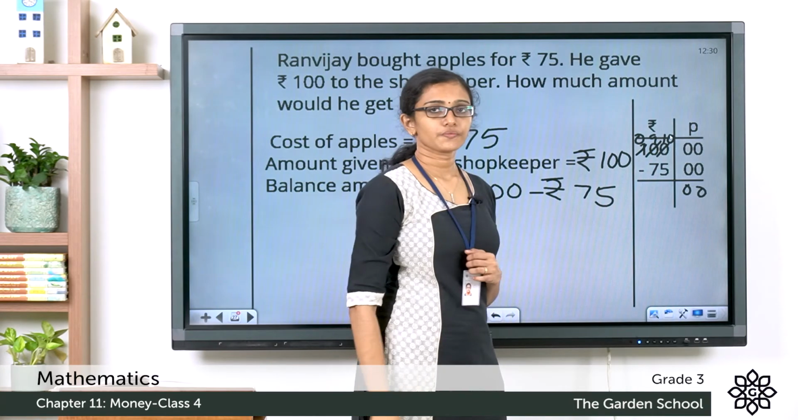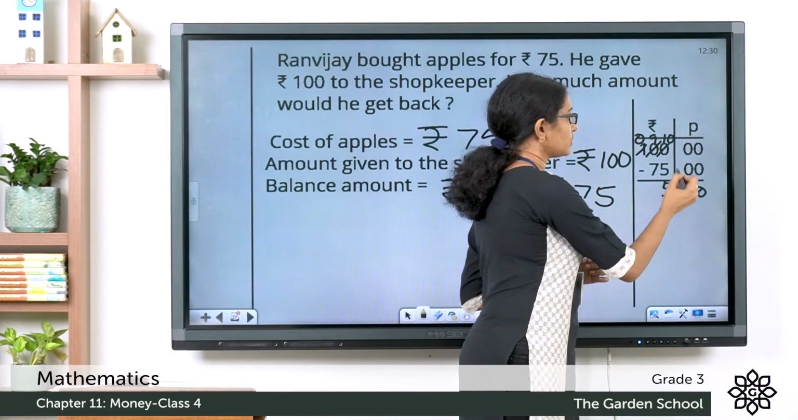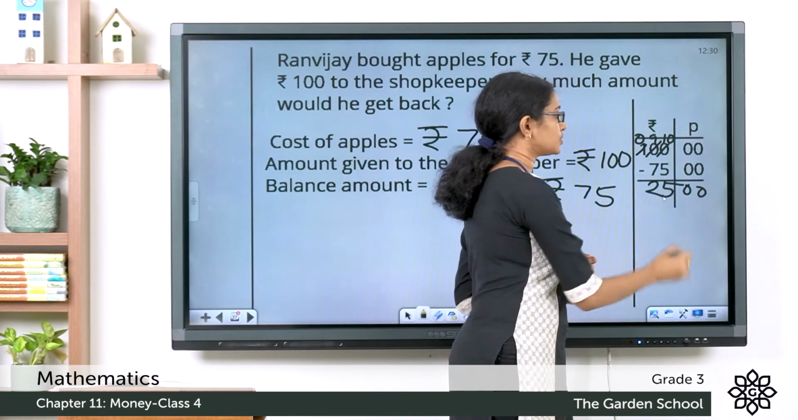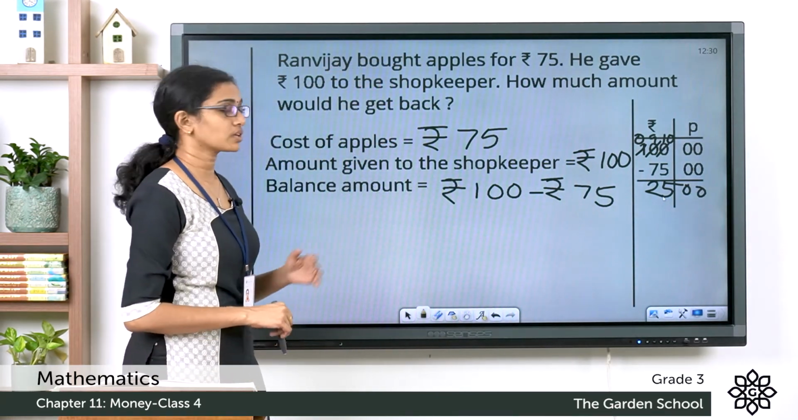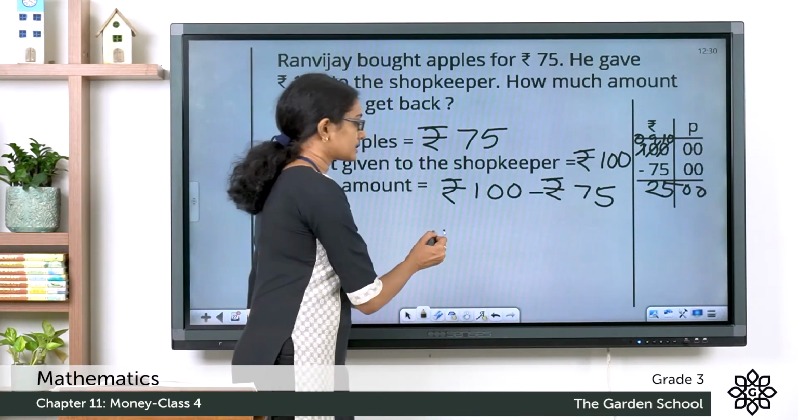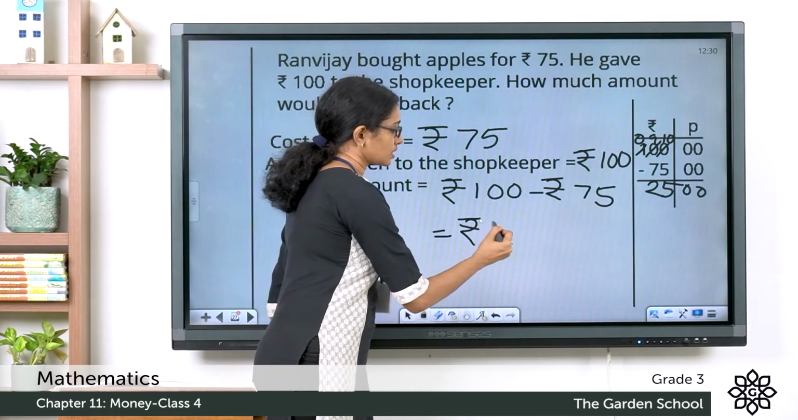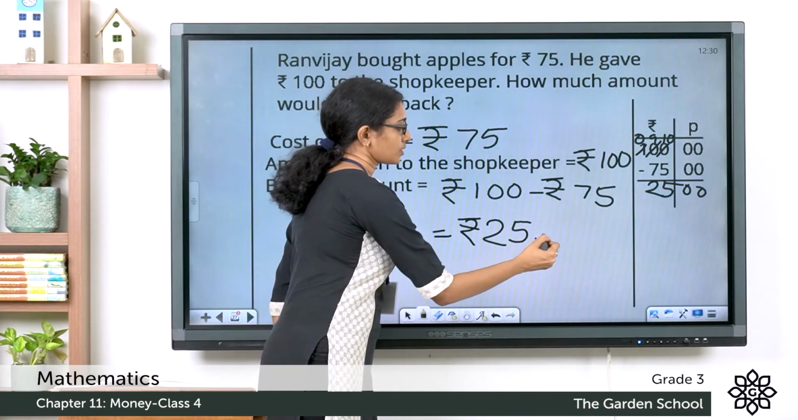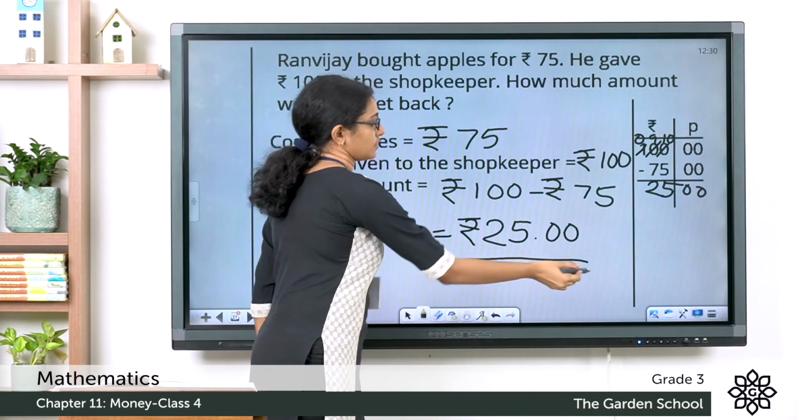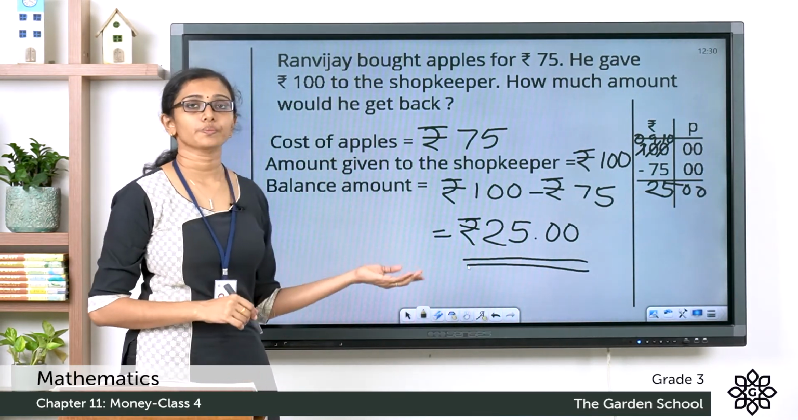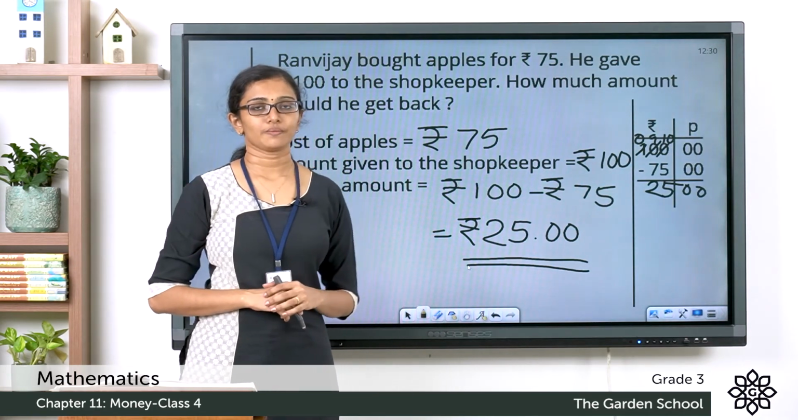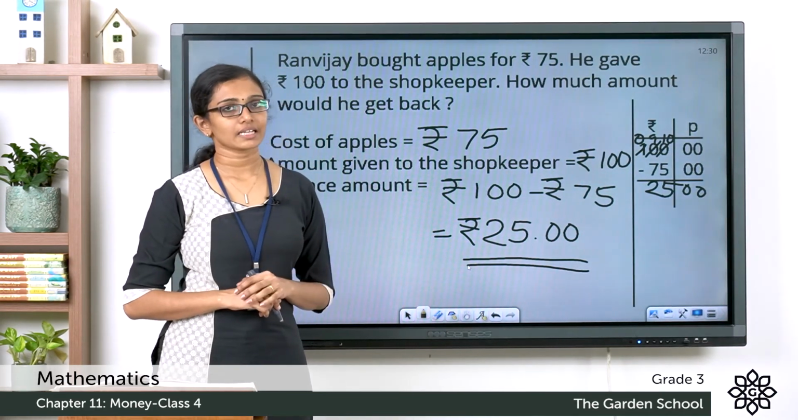Now, 10 minus 5, it is equal to 5. 9 minus 7, it is equal to 2. So, what is the difference? What is the balance amount he should get? He should get a balance amount of rupees 25. So, Ran Vijay would get a balance of rupees 25 from the shopkeeper. So, I hope you got your answer correct.